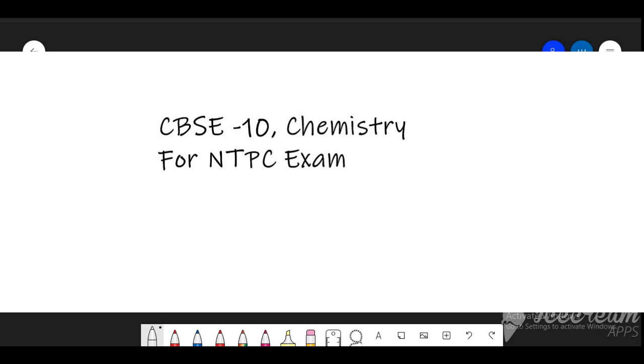So I'll begin with the chemistry topic, the first chapter for class 10th, chemical reactions and equations. The outline of this chapter consists of some reactions and types of reactions, corrosion, and slaked lime and quicklime, and how they are formed. These are the outline for this chapter.